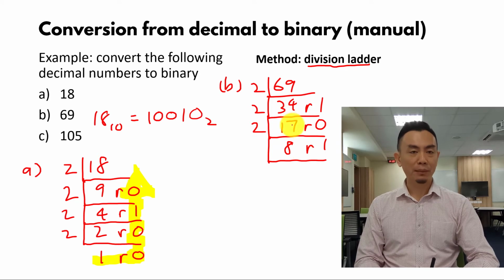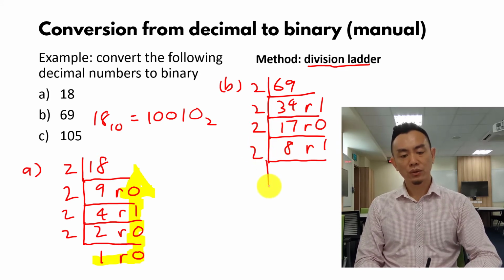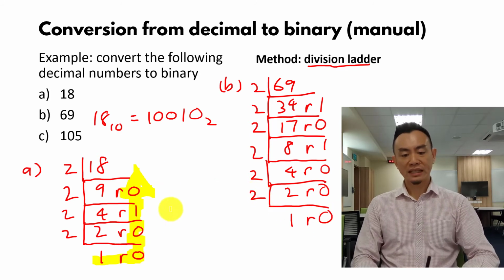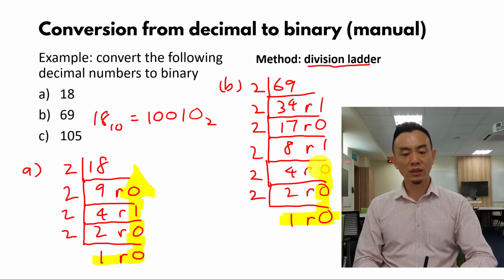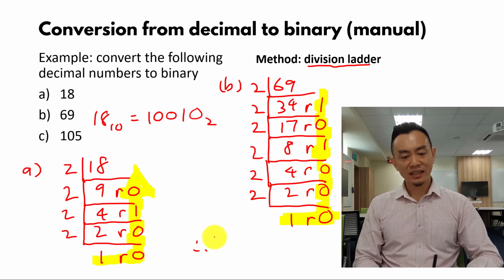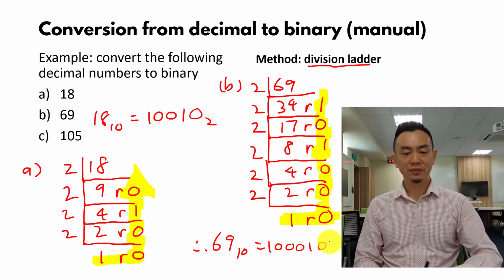So every time an odd number is divided by 2, you get the remainder 1. Divide by 2, you get 4, remainder 0. Divided by 2, you get 2, remainder 0. And 2 again, you get 1, remainder 0. So 69 base 10 is equal to 1, then 3 zeros, and then 1, 0, 1. That is 1000101 base 2.